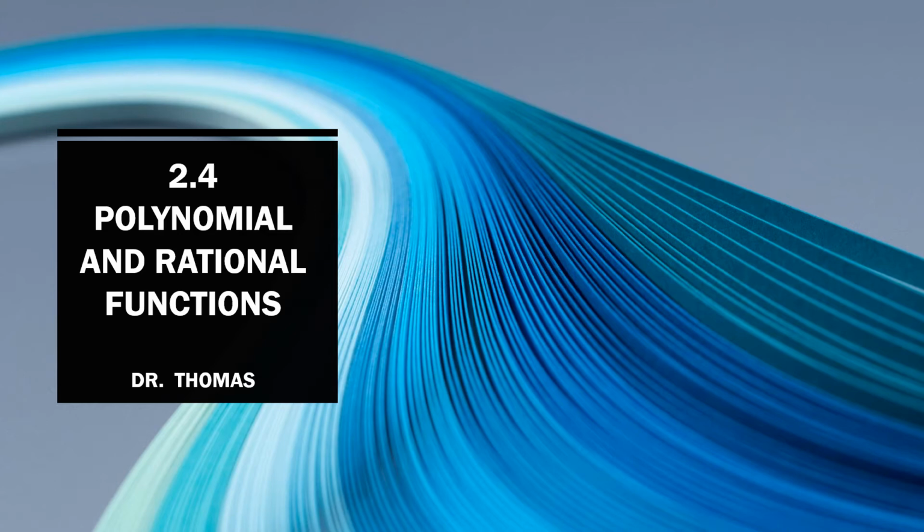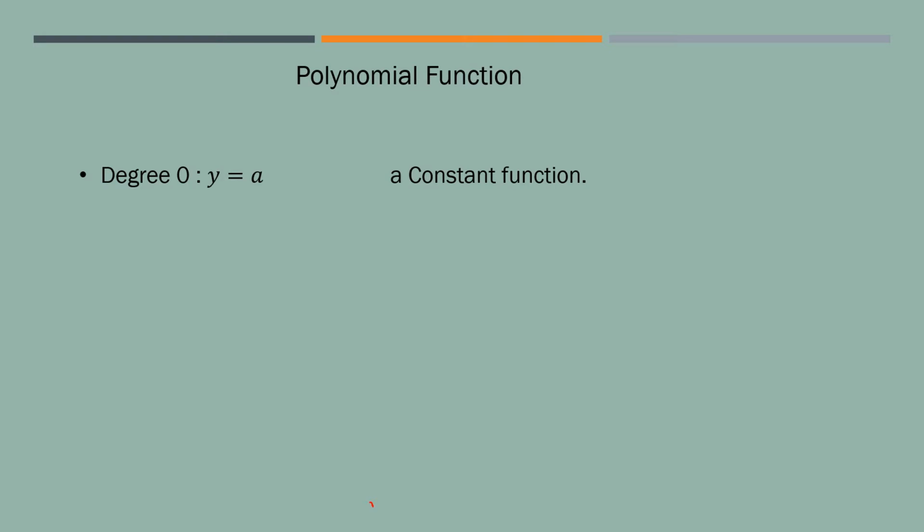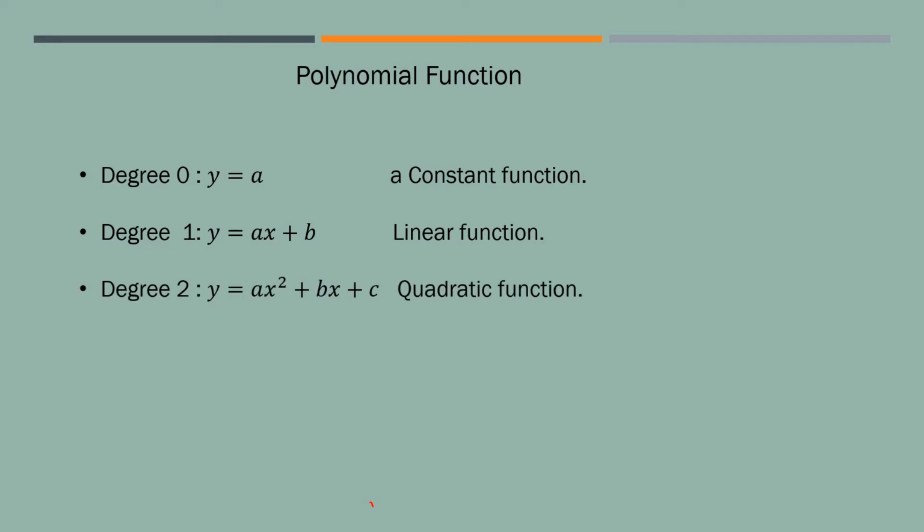In this video, we are going to see what polynomial functions and rational functions are. Polynomial functions are of different types. The constant function y equals a is of degree 0. The linear function y equals ax plus b is of degree 1. The quadratic function ax squared plus bx plus c is of degree 2.